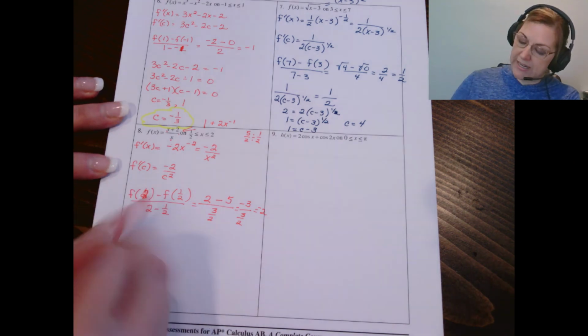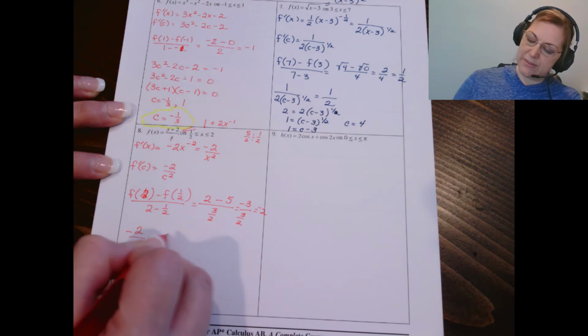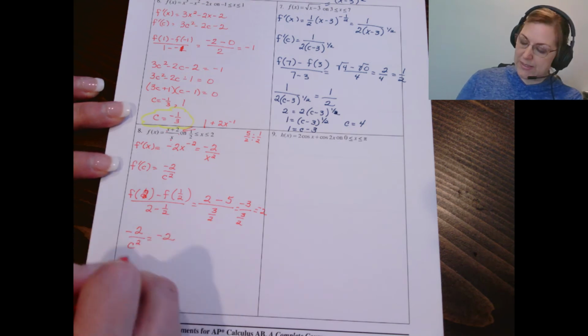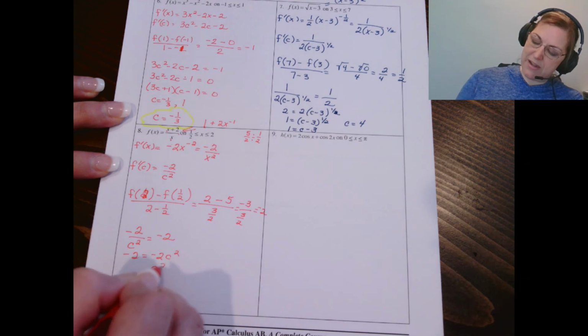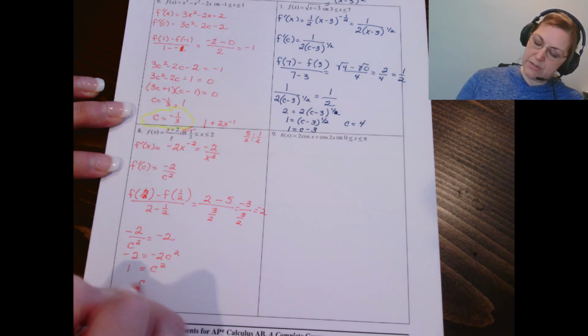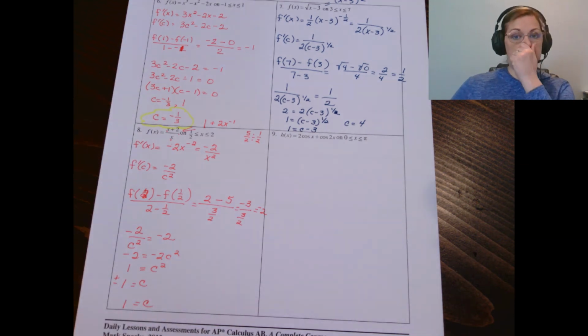So let's set that equal to 0. I got negative 2 over c squared equals negative 2. Cross multiply. Divide by my negative 2. So c is plus or minus 1. Now the one that's guaranteed on this interval is c equals 1.